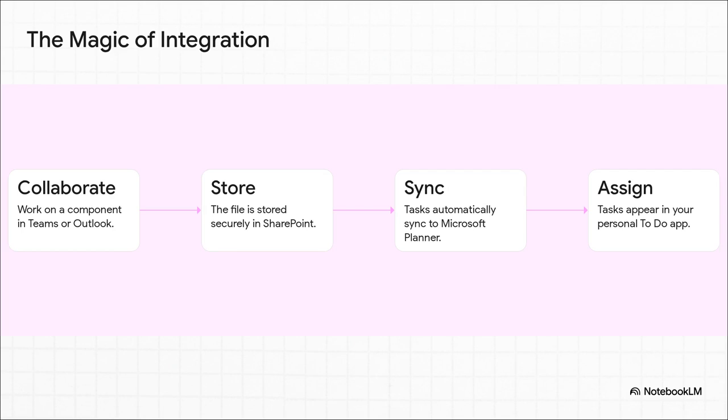And this is where that magic really starts to click into your daily workflow. So picture this. You create a little task list component right inside a Teams chat. Now, behind the scenes, that component is being safely stored in SharePoint. Any task you create in it instantly syncs up with Microsoft Planner. And if a task is assigned to you, boom, it automatically pops up in your personal to-do app. No more lost action items, ever.